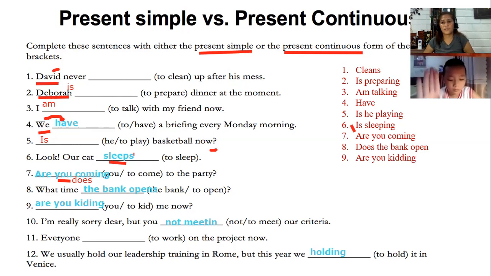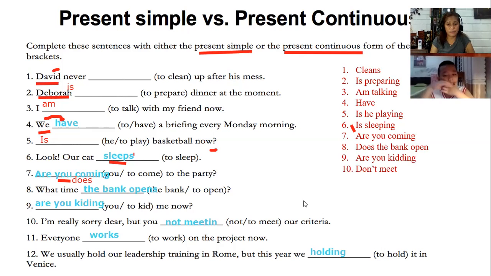Okay, now here. So are you kidding me now? Okay, number 10. I'm really sorry, dear, but you... Where is the R here? Try to put R. Or D? You don't meet our criteria.